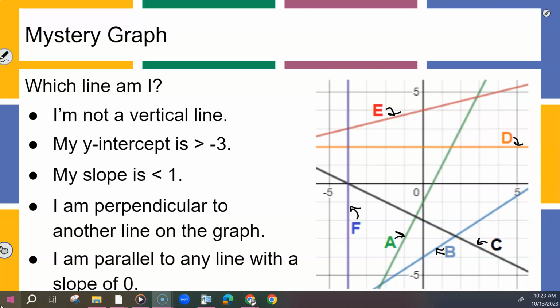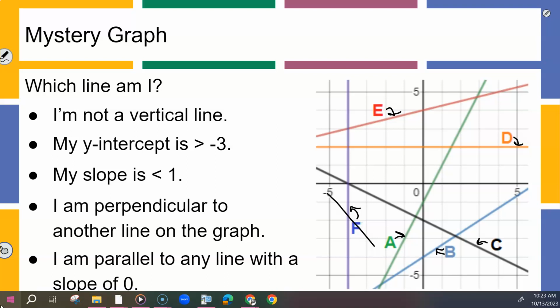Is it F? Why F? Because it says it's parallel to any line that has a slope of 0. So let's remember. Oh wait, no wait. Do the opposite. Slopes of 0 are horizontal. This would be vertical, so it could not be F because of the last one.